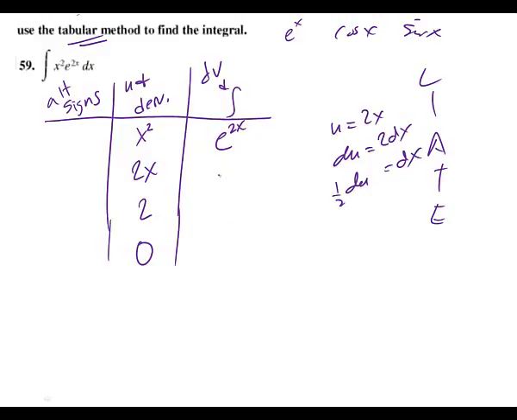So when I integrate e to the 2x, I get e to the 2x and 1/2 from the U-Substitution. When I integrate e to the 2x again, I get e to the 2x, and then I have 1/2 times another 1/2 would be 1/4. I'm going to do it one more time. I integrate e to the 2x, I get e to the 2x. The 1/4 times the 1/2 again is 1/8. All right, then we need to alternate signs. We go plus, minus, plus, minus.